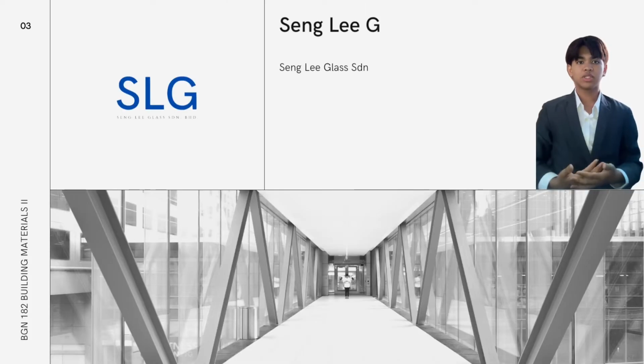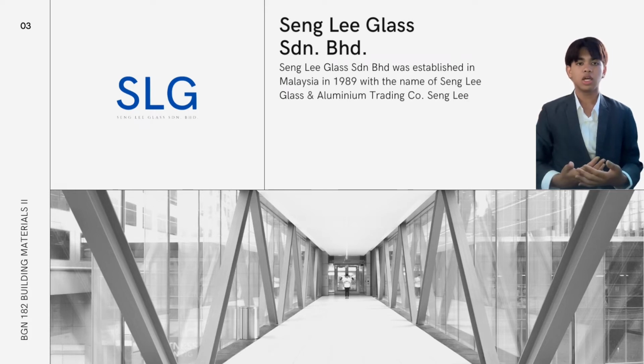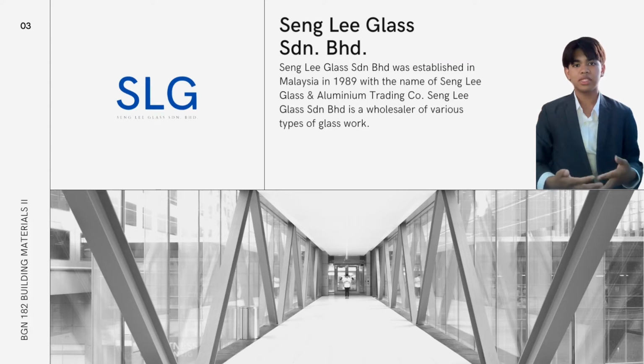Here's a little background story about Sengli Glass. Sengli Glass Sdn Bhd was established in Malaysia in 1989 with the name of Sengli Glass and Aluminium Trading Company. Sengli Glass Sdn Bhd is a wholesaler of various types of glasswork. The company provides services such as entrance door glass, skylight, curtain walls, and many more.